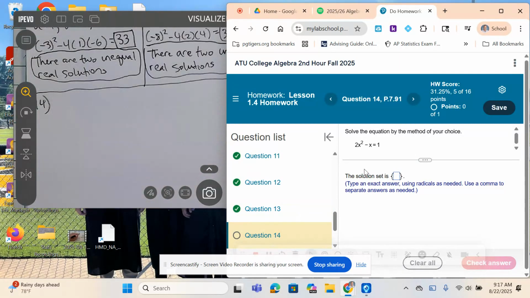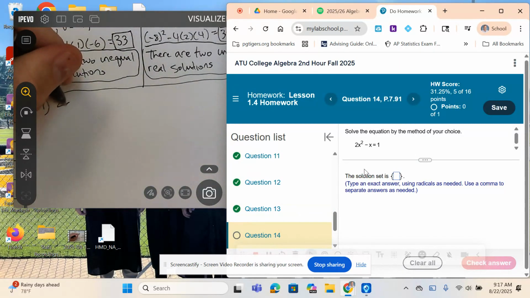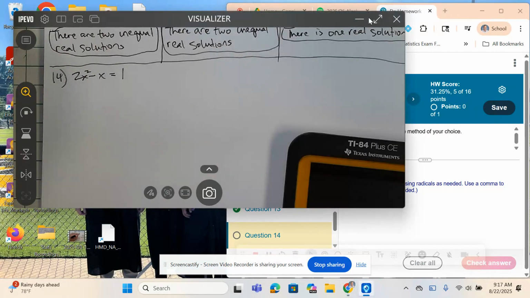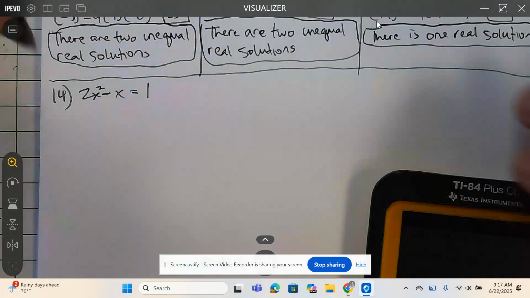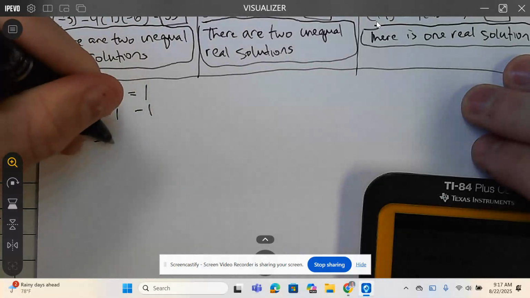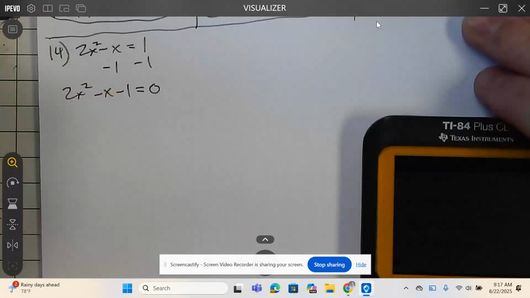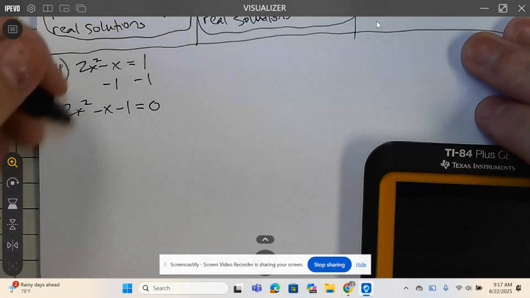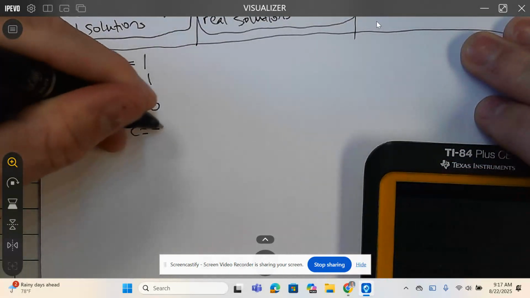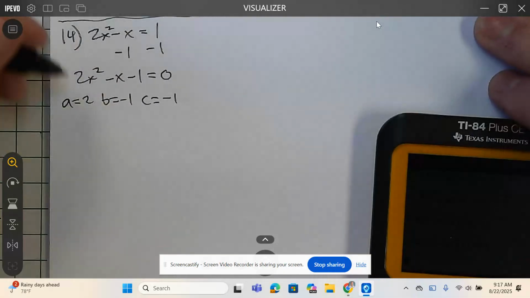So 14, solve by your method of choice. If you want a way that works every time, quadratic formula, but factoring is easier if it's factorable, but we don't always know if it's going to be factorable. I'll do quadratic formula. I'll subtract 1, subtract 1. Okay, and so A is 2, B is -1, C is -1.